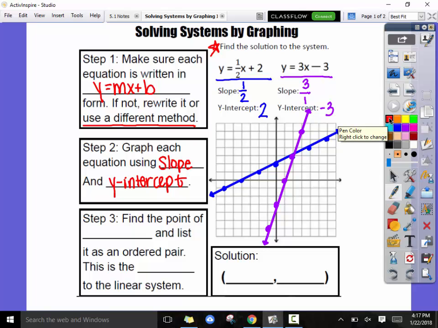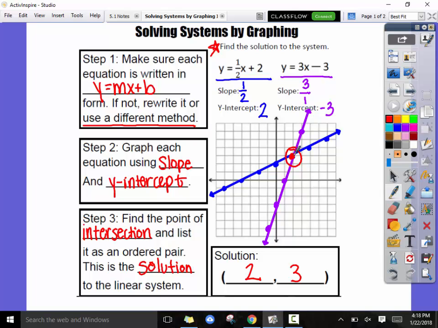Step 3 then says find the point of intersection and list it as an ordered pair. Right here where these two lines cross, that is the point of intersection. The ordered pair of this point is (2, 3). This is called the solution to the linear system. So we found our solution.